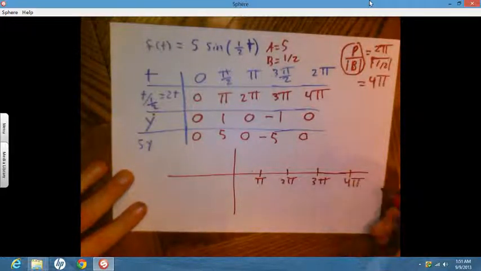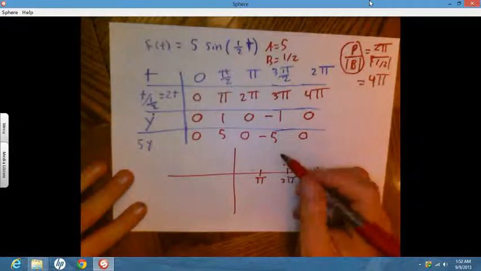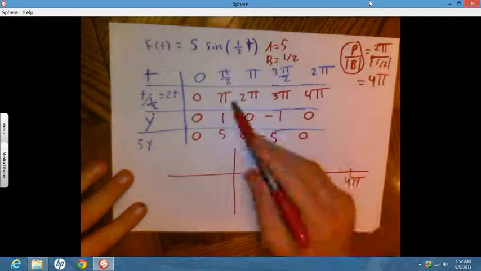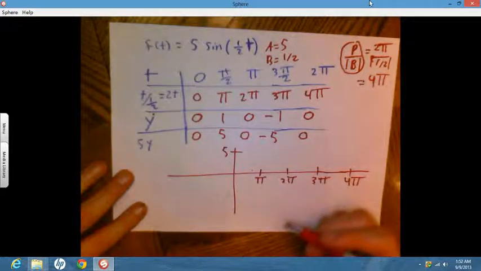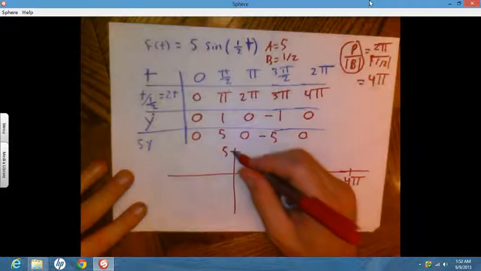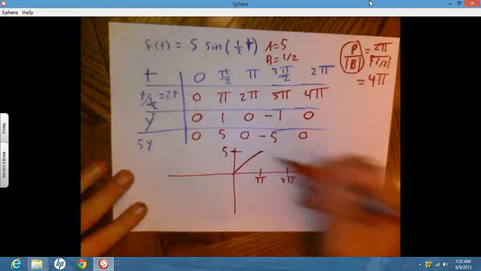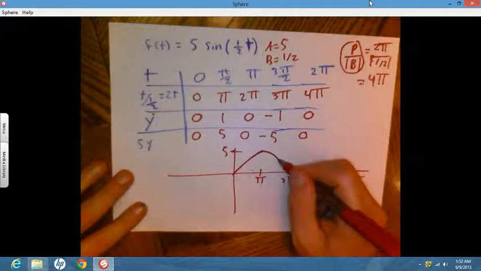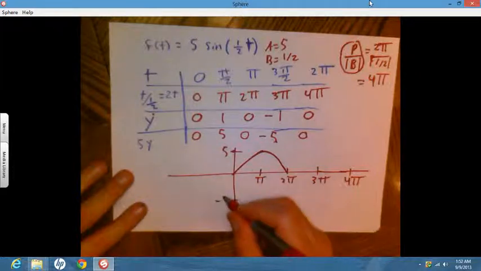It's going to go up to, at pi, it's going to be 5. At 2 pi, it's 0. At 3 pi, the value is negative 5. And at 4 pi, it's 0. Again, it goes to both values. And again, we can do the same thing. And again, it's still an odd function. Negative 2 pi, negative 3 pi, and minus 4 pi.